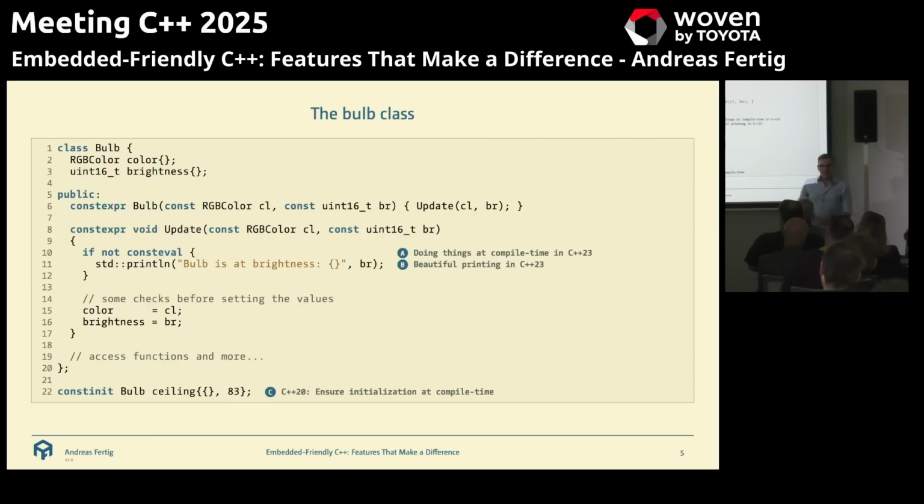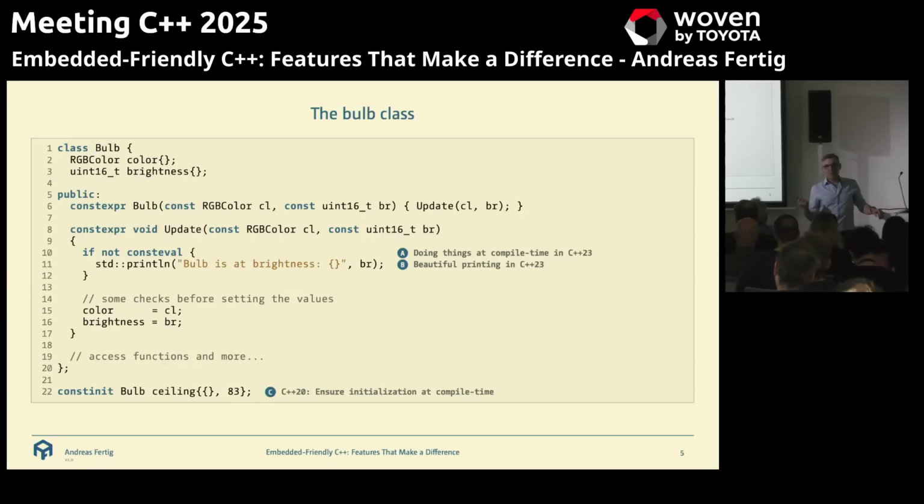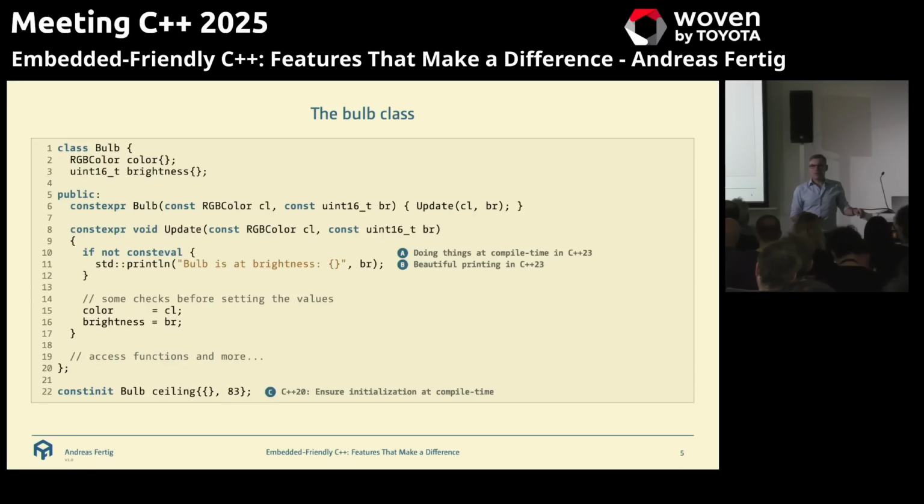Now I have all that. And in C, at the very bottom, I'm creating a light bulb object called ceiling. I initialize it with a couple of values. And now the next part came in. I provide everything that's required to evaluate that thing at compile time. But if I make the ceiling object const expr, I can't update it anymore.